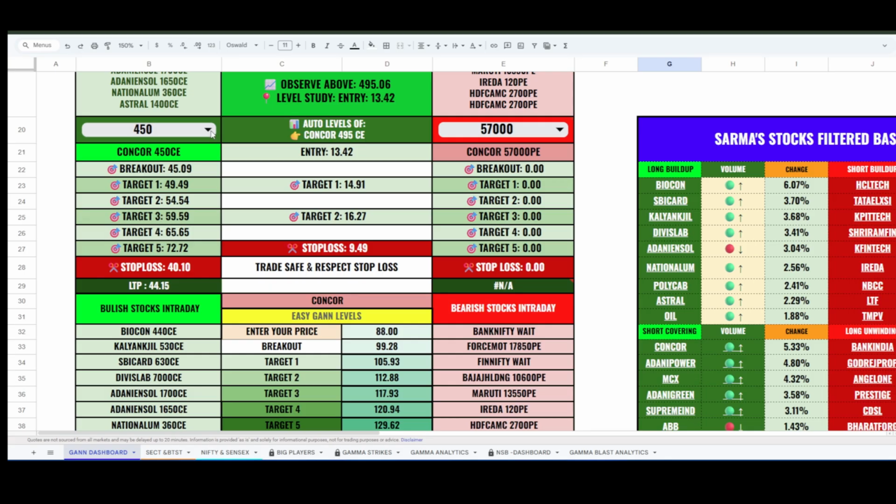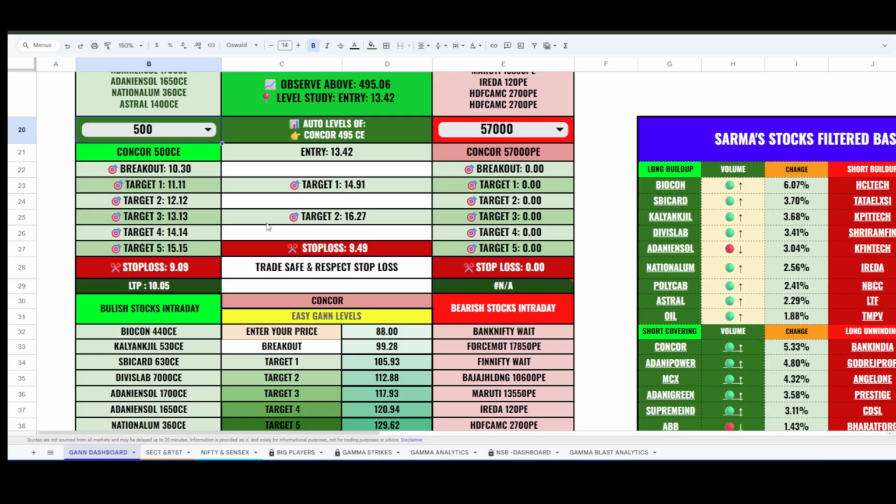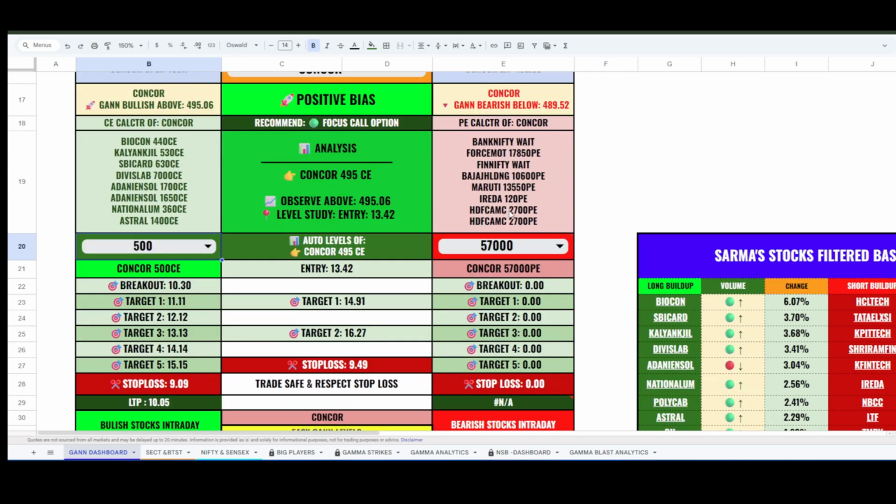You get everything: auto levels, auto signals on whether to buy, whether to focus on a call option or a put option. If you are not interested in 495, you can go for the 500 strike price. If you want to buy that, you can also buy. You can select. So on the right side, these are the bearish stocks you can see: Force Motors, Fin Nifty, Bajaj Holdings, Maruti. These are all the bearish stocks.